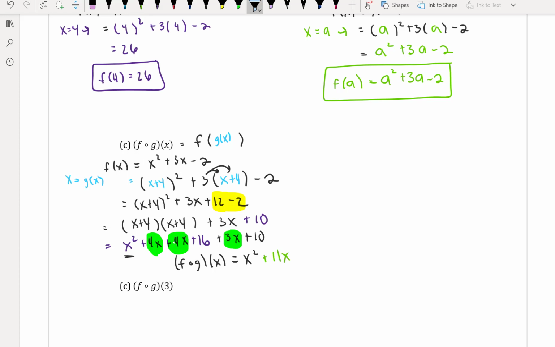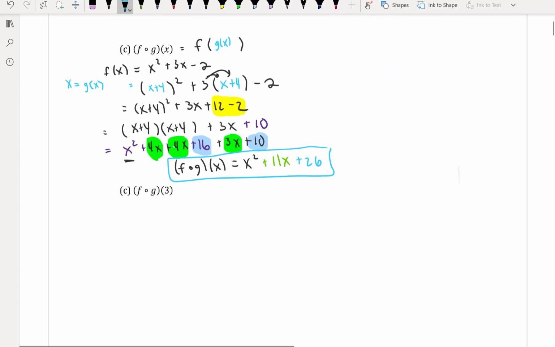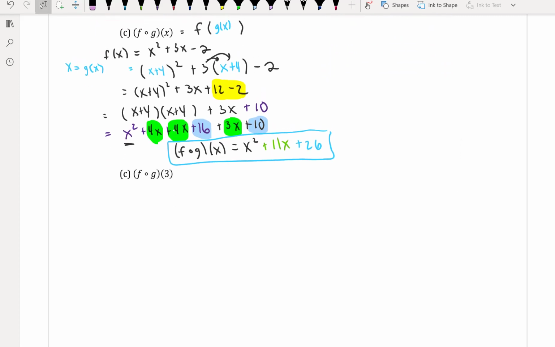And now I'm going to do the next one, which is a 16 and a positive 10. So 16 plus 10 is going to give me a positive 26. So now I have what my answer is going to be with my f composed with g with respect to x. Okay? So that is going to be my general term.